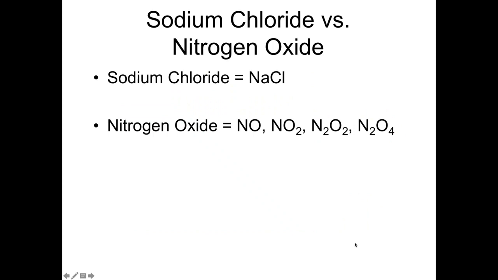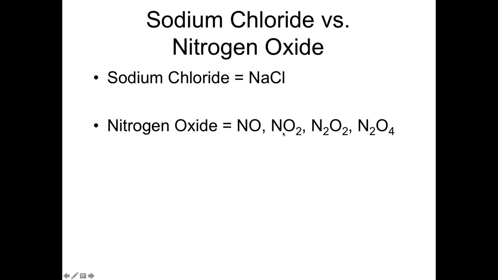And where covalent naming differs from ionic is that for sodium chloride, there's only one correct orientation, and that's NaCl. You cannot have any other orientation. There's always Na+, Cl-, so we have NaCl. With nitrogen and oxygen, you can't just say nitrogen oxide. That can mean a variety of stuff.